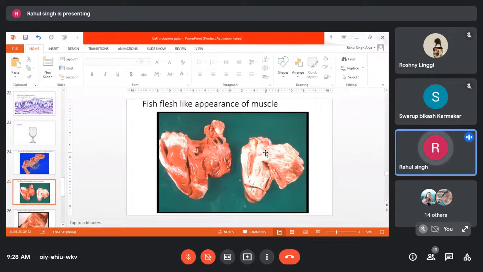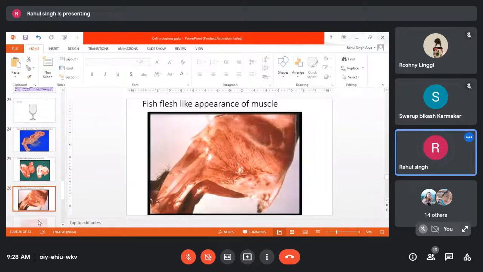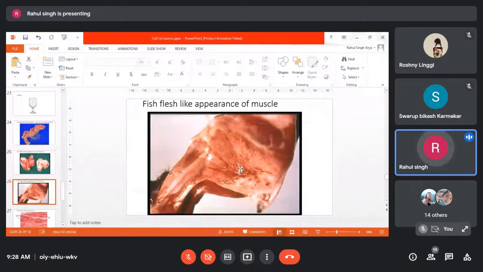It is very commonly seen in selenium and vitamin E deficiency. You can see the white, fish flesh-like appearance of the musculature. Here, the large muscles are showing the white degenerative changes. In many places, it is showing. Okay, fish flesh-like appearance of muscles suffering from vitamin E and selenium deficiency.